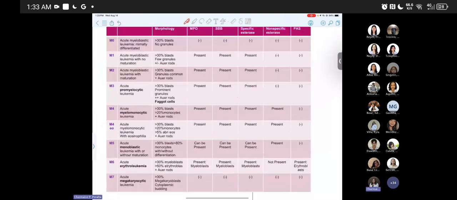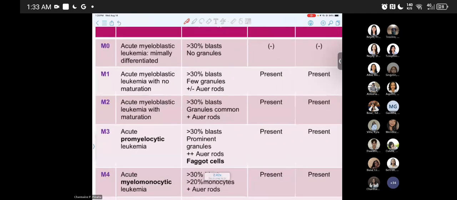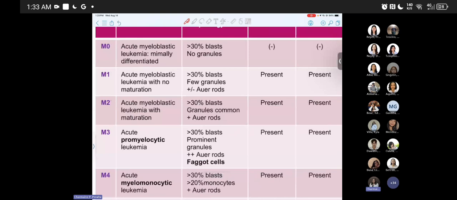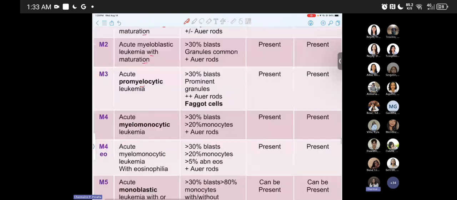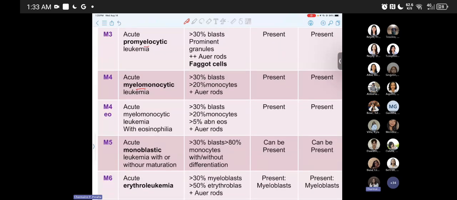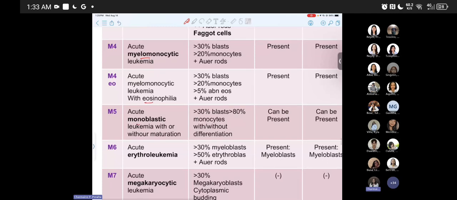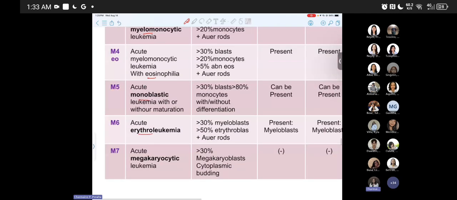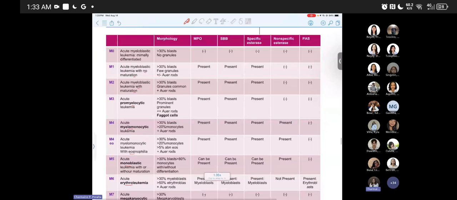The key here is to distinguish yung percentage of blast cells. So we have M0, acute myeloblastic leukemia, minimally differentiated, M1 with no maturation, M2 with maturation, M3 promyelocytic leukemia, M4 myelomonocytic leukemia, M4 EO with eosinophilia, M5 is monoblastic, M6 is erythroleukemia, M7 is megakaryocytic leukemia. Next, dito tayo sa morphology.